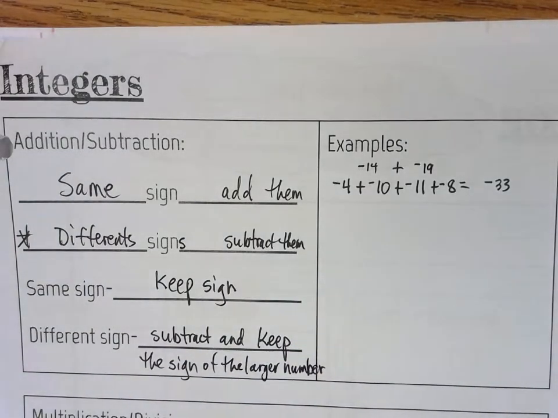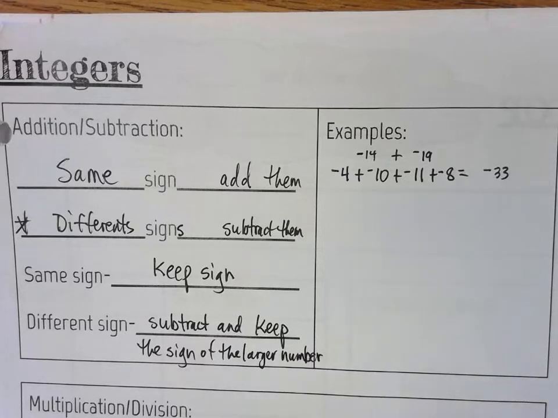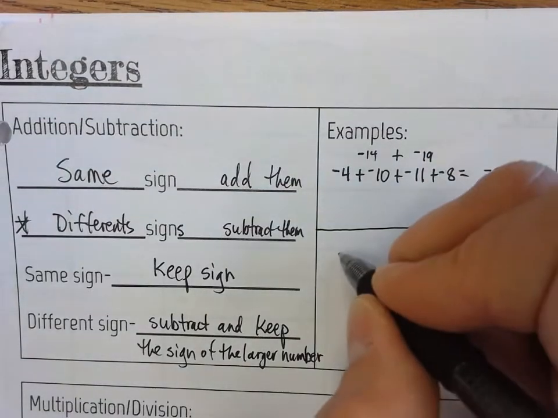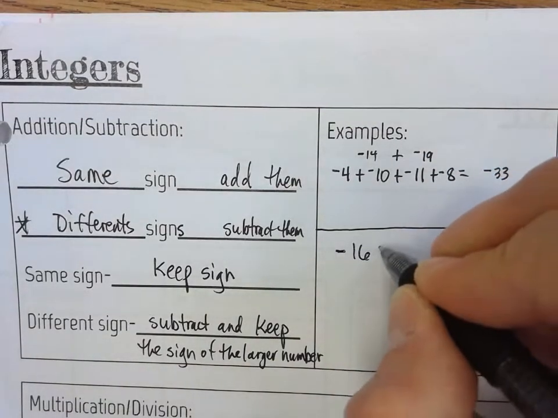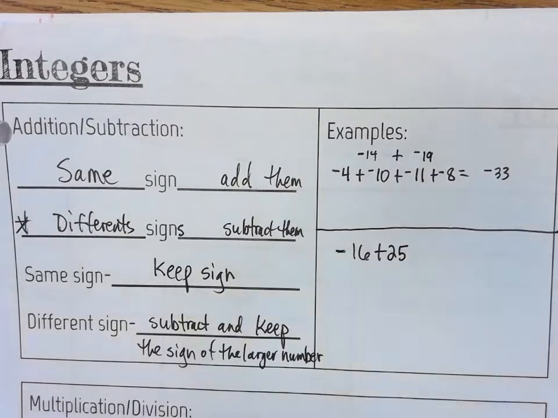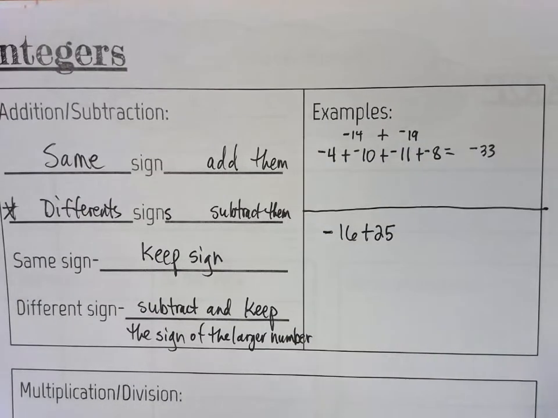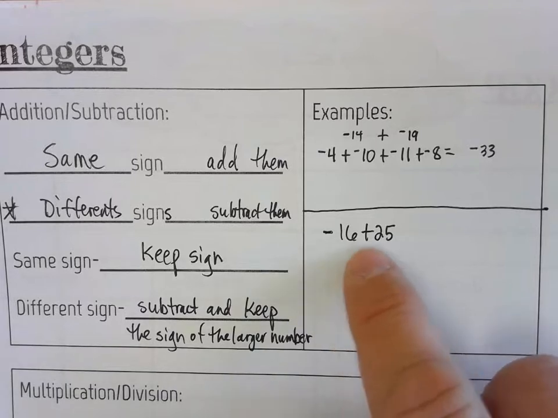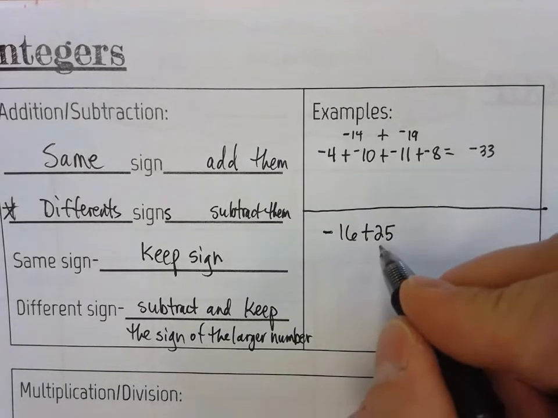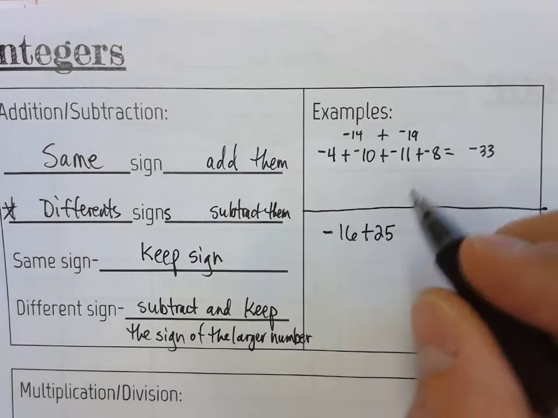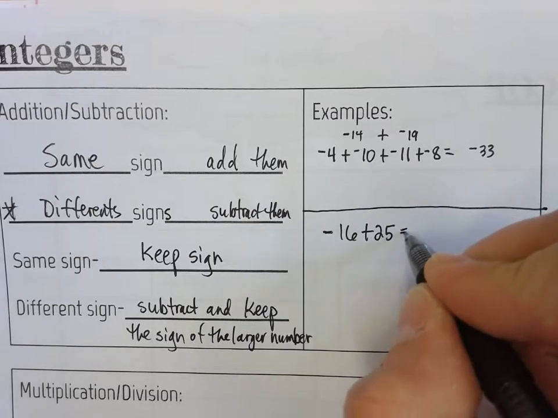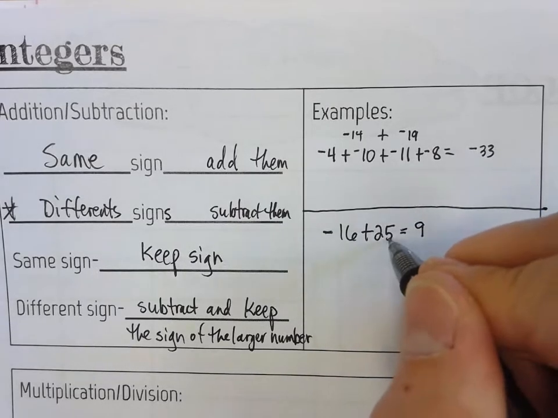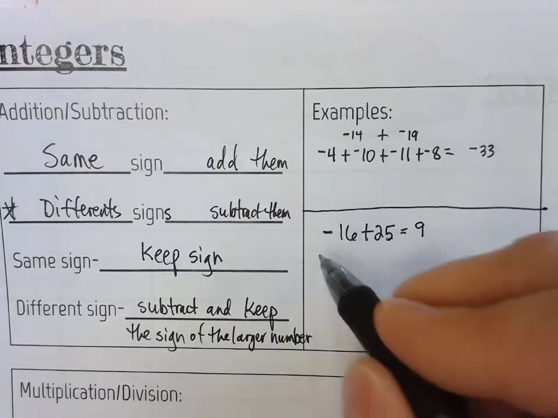So, for example, here's what I'm talking about. We'll do a couple different examples. Let's say we've got -16 plus 25. We'll start out with the easy one. Those have different signs, so what you want to do is subtract them, which would be 25 minus 16, and that would just give you 9, because the sign of that one is positive and 25 is bigger than 16.